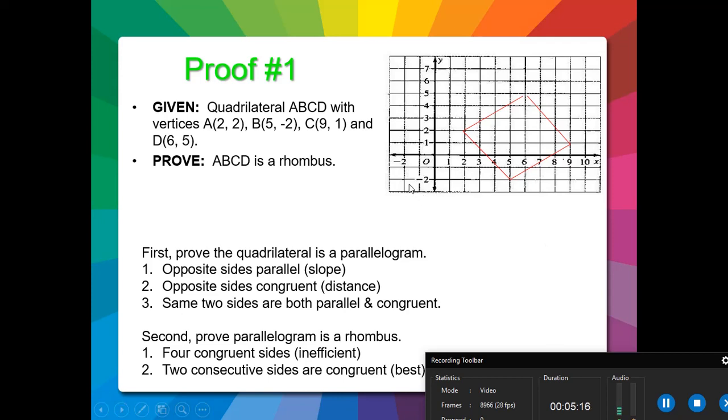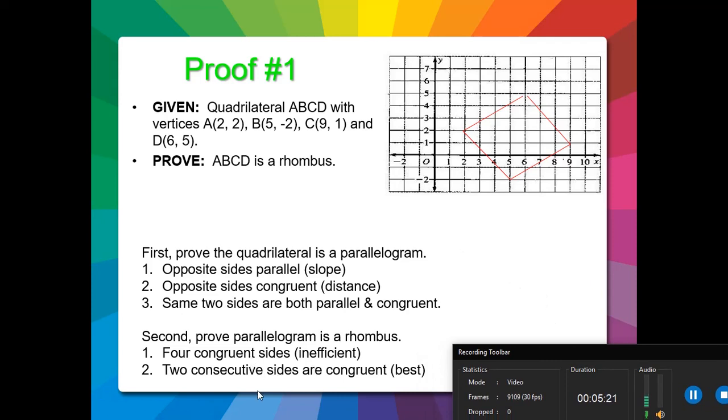But the second step then is to prove the parallelogram is a rhombus. So you can pick which method you would like, but if I can save myself some time and energy, the method I pick in step 1 is hopefully usable in step 2. So we would have to prove either 4 congruent sides, and yes, you can do that, but it's an inefficient method. Or to prove a rhombus, you can show that 2 consecutive sides are congruent. That's the best, most efficient way. So if you're going to show you have congruent sides here, then it's probably best to show that opposite sides are congruent using distance for part 1. This way, all the math can be used in all steps.